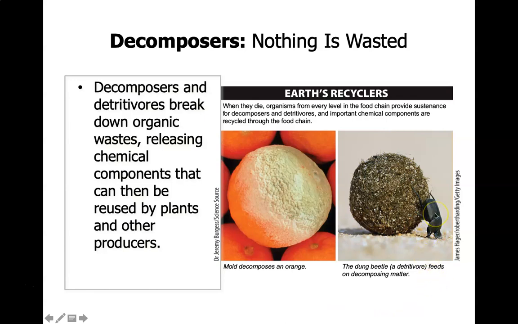Detritivores are organisms that feed on that decomposing matter. So here we have a dung beetle. These guys are kind of gross and kind of weird. They run around collecting balls of feces, and that's their food. It's not my particular choice of food, but you know, neither is a decomposing orange. So what are you going to do? The important thing is that these guys are recyclers. They get that energy back. They get the chemical components back into the soil so that it can enter the food chain through the plants again.